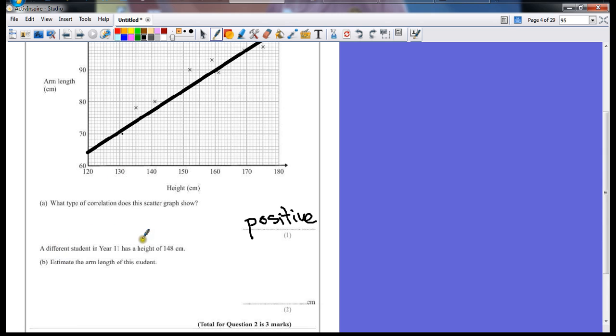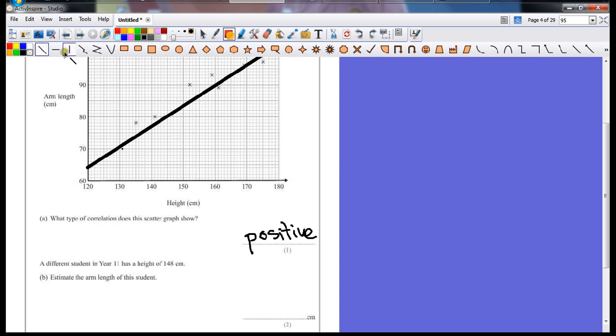Different student, year 11, has a height of 148 centimetres. Estimate the arm length of the student. This is where the line of best fit will kick in. With the ruler and a pencil, we find the height of 148. Every dash there is equal to 1 centimetre, so 148 is about here.